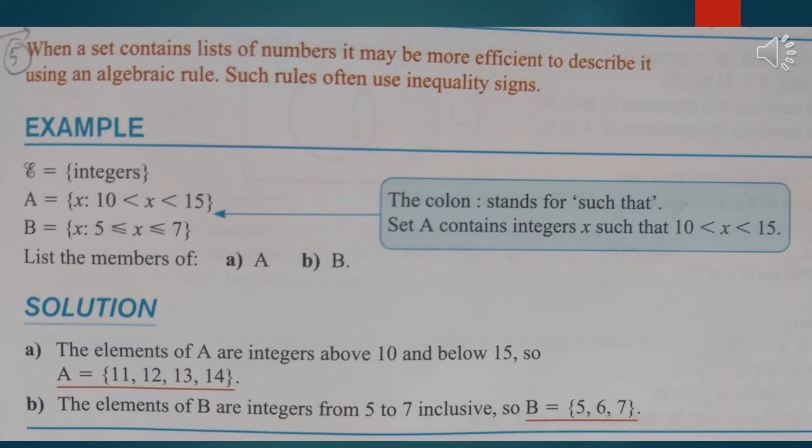Under that condition, list the members of A and B. So the solution: the elements of A are integers above 10 and below 15. So set A has elements 11, 12, 13 and 14. Part B. The elements of B are integers from 5 to 7 inclusive. So set B equals 5, 6 and 7.